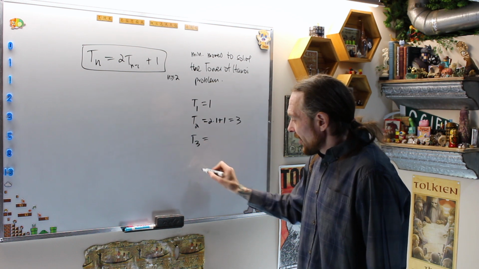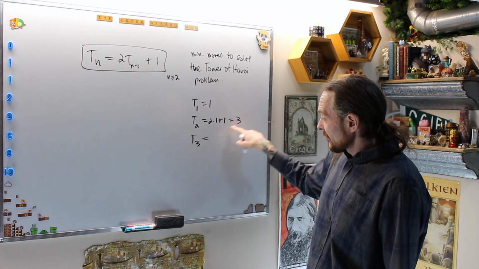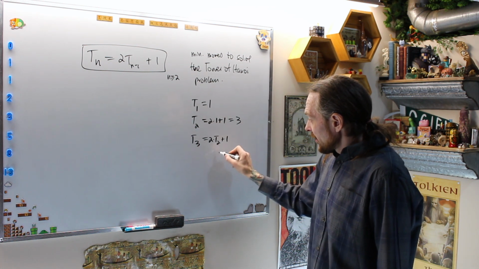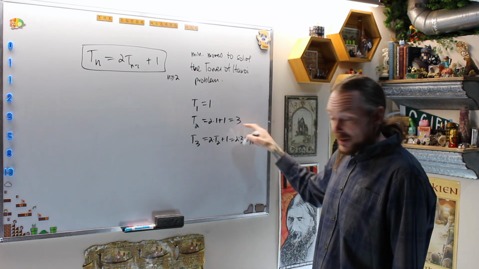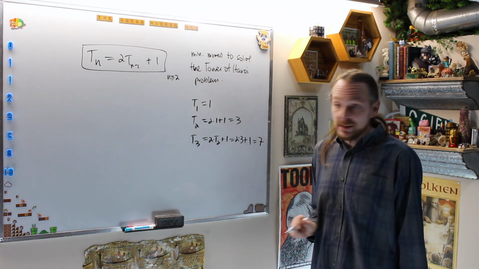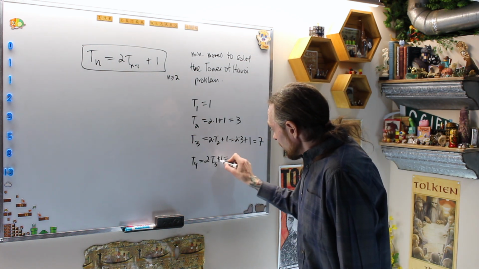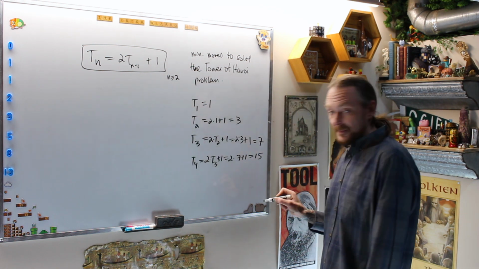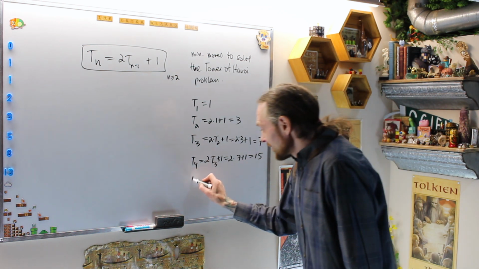T3 equals, so if I want to know what T4 is, I have to compute all the way up because I have to use it. See, I'm using this one in the next one. T3 is 2 times T2 plus 1, which is 2 times 3 plus 1. I have to use the previous, which gives me the 7 that we just computed. Then I want T4. T4 is 2 times T3 plus 1, which is 2 times 7 plus 1, which is 15. Not prime. 3 times 5.